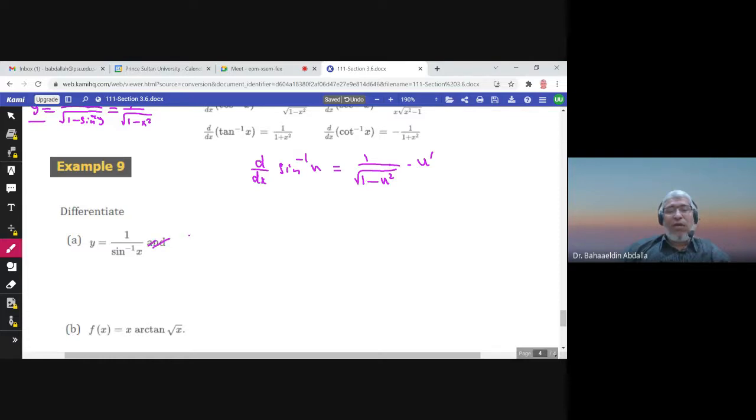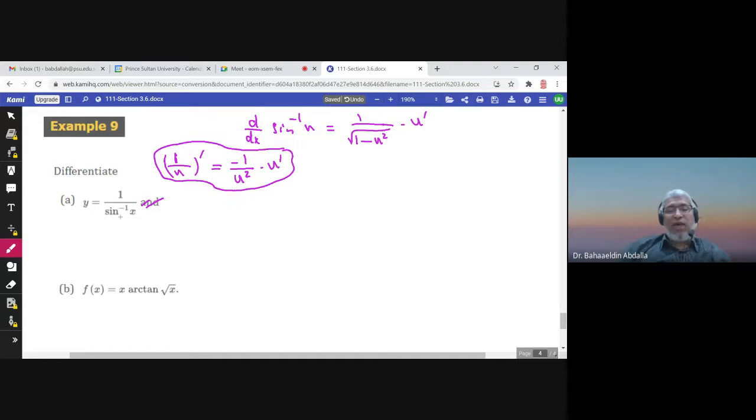Well, y would be equal. Okay, I'm not going to write it like this, but I remind you of the derivative of 1 over u. What is d by dx of 1 over u? We wrote this before. It is an important formula. Keep it in your mind. It is negative 1 over u square times u prime, or just negative u prime over u square.